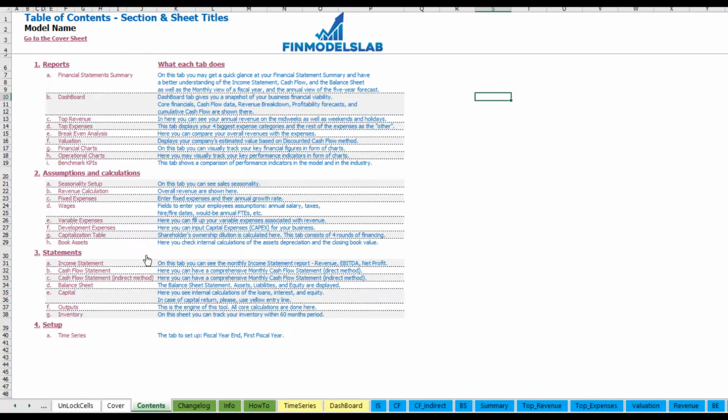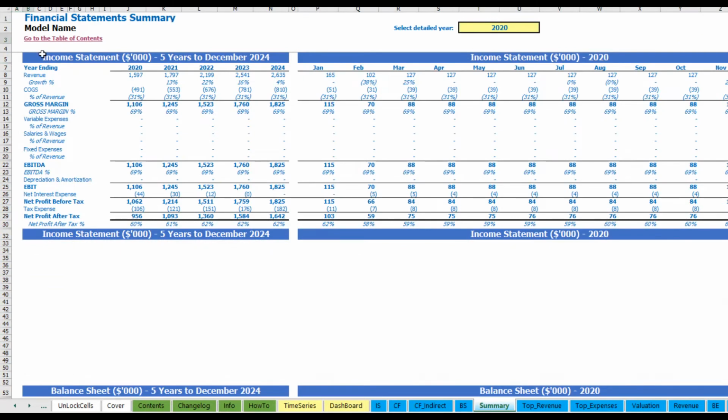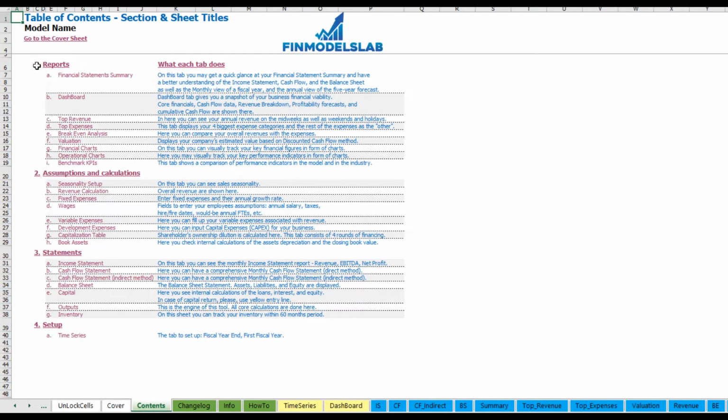Additionally, you have the Contents tab, which allows you to navigate across the model very simply. So you may click on any report and you can go back. It is broken down by reports, assumptions, statements, and setup.